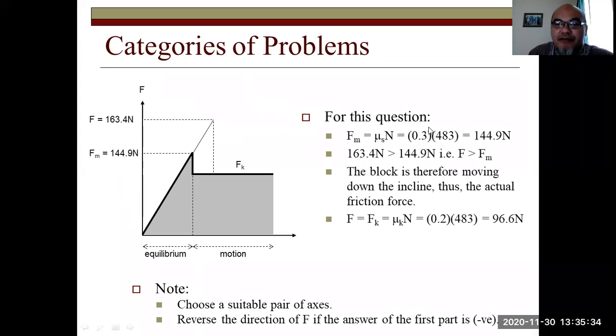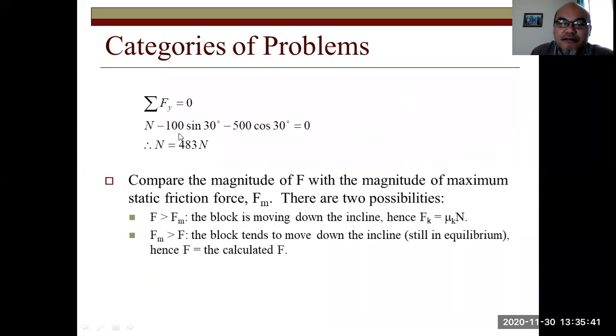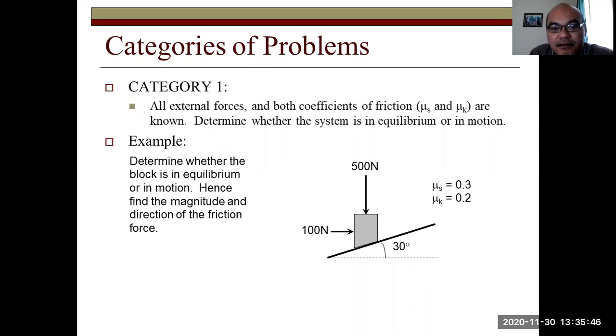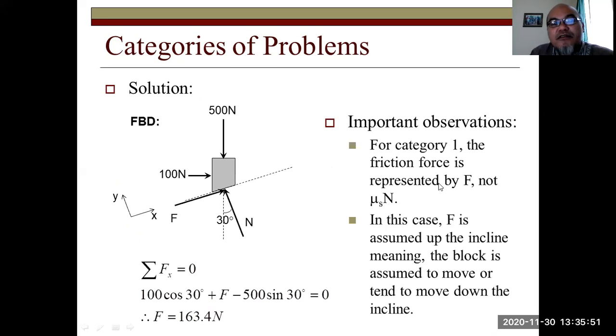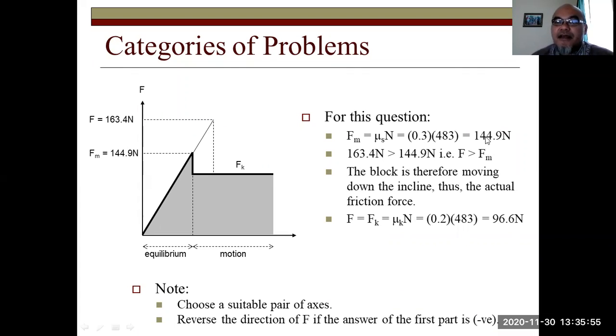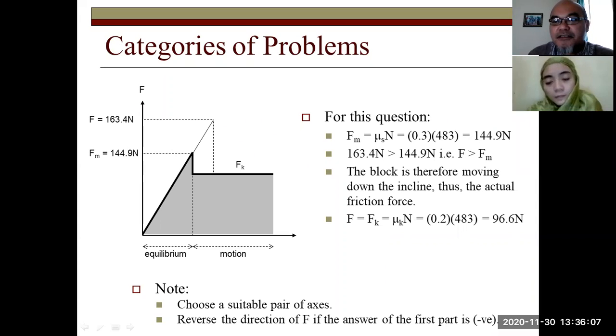Then we calculated Fm, the maximum static friction force, which is 0.3 times 483, the normal force. Mu s is 0.3, right? 0.3 times the normal force 483, we obtain Fm equals 144.9 Newton. So our value 163.4 Newton is larger than this Fm, larger than the maximum static friction force.